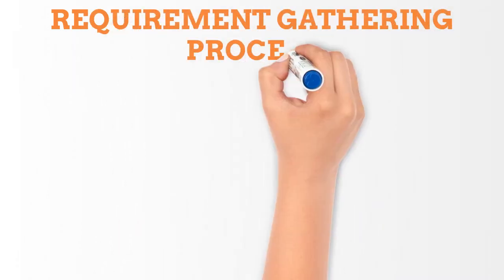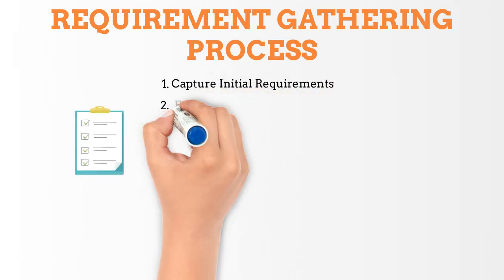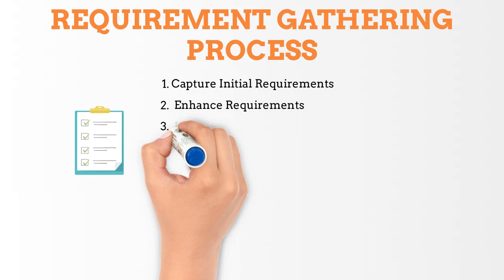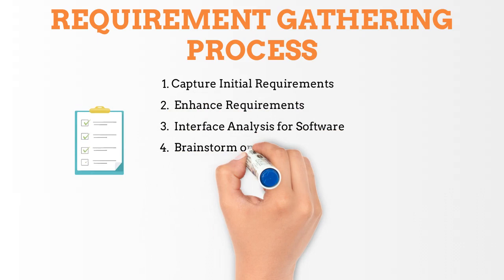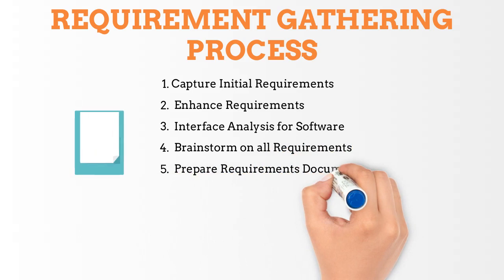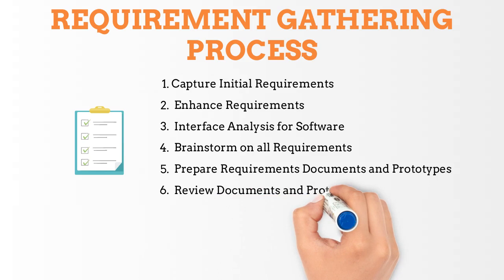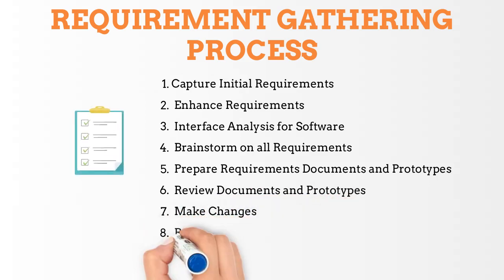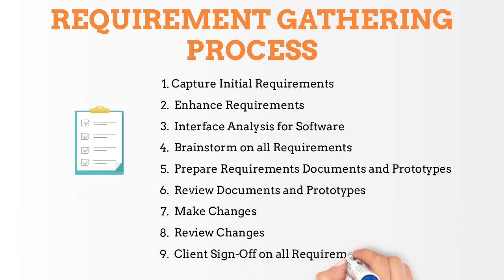To gather requirements, we need to follow the following process. First, we need to capture high level requirements. Then we need to enhance the captured requirements. Then perform the interface analysis. After that, we need to brainstorm all the requirements. Once we are done with it, we need to make proper documentation and prototyping. Then we need to review the prepared documents and prototype. We need to make changes if any, review the changes, and finally take a sign off from clients for the requirements.